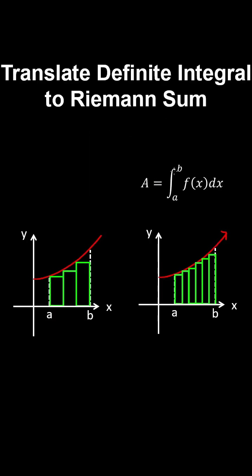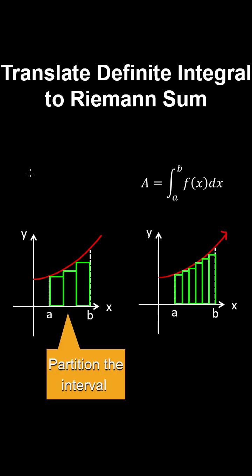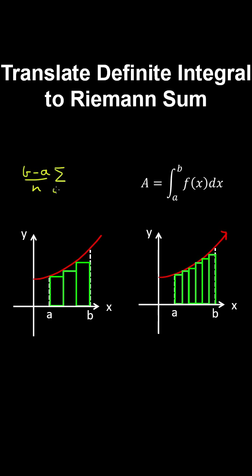Now you may be given a definite integral and then be asked to translate it into a Riemann sum. And here we'll illustrate the process using a left Riemann sum. So what we do first is partition a domain over some number of rectangles. And then we sum the areas of each rectangle from some i value to n or n minus 1, depending on which method we use.